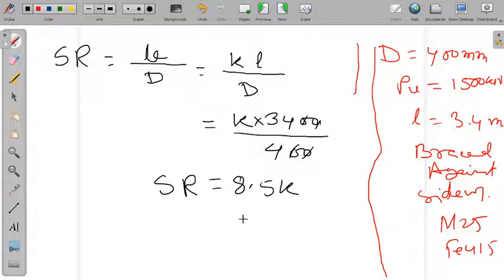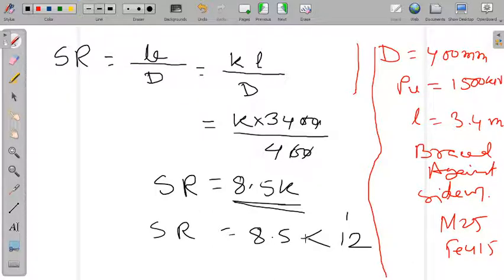Now there is a condition given in the question. It is said that the column is braced against sideway. When the column is braced against sideway, the value of K could be maximum 1, that is, it ranges from 0.5 to 1. So even if we take the K value as 1, what will be the maximum value? It will be 8.5. So you can write down, since the column is braced against sideway, the maximum value of K could be 1. Therefore, maximum value of SR is equal to 8.5, which is less than 12. So we can say it is a short column, and therefore it can be designed as a short column.